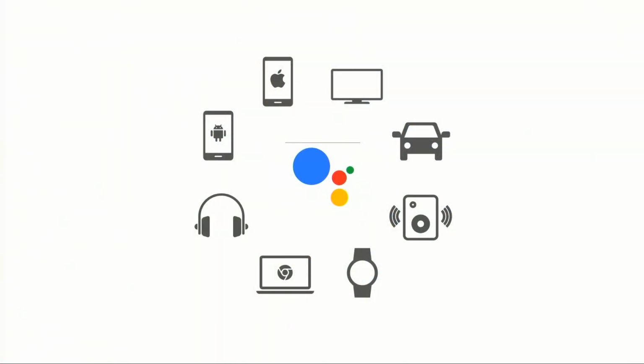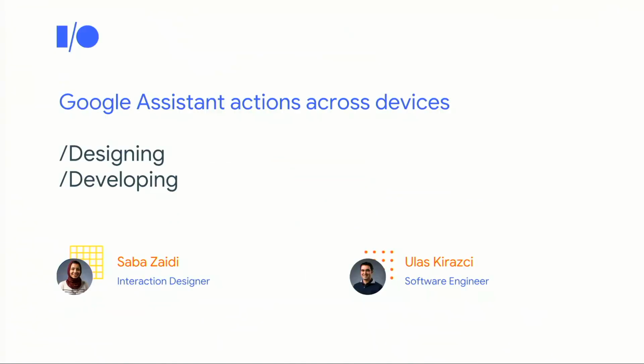But with this increased number of devices and complexity of interactions, it might feel overwhelming to design for the Google Assistant. If you look at the Google Assistant today, I can talk to it not just through the speaker in my living room, but also through my car or my headphones. I can tap on my phone or my watch. But how do we design for an increased number and complexity of devices?